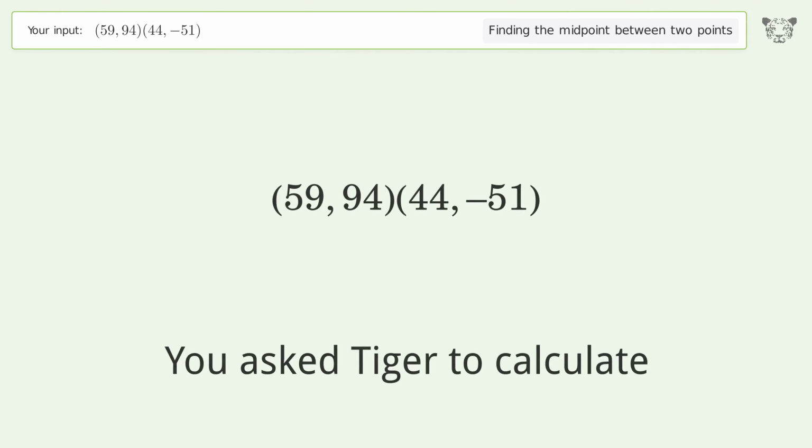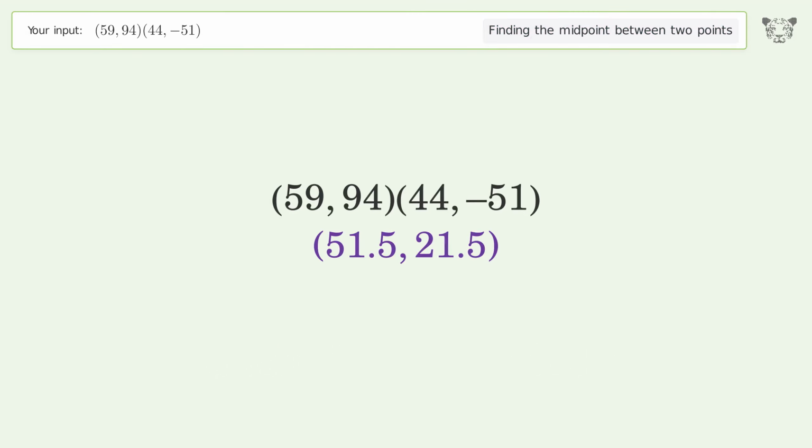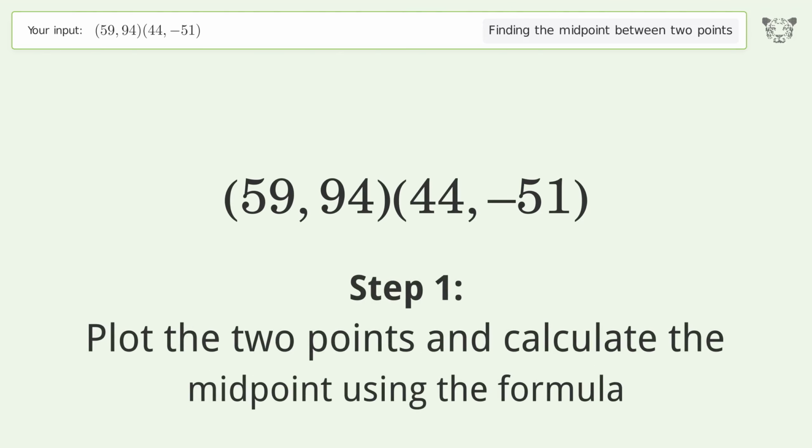You ask Tiger to calculate. This deals with finding the midpoint between 2 points. The midpoint between the 2 points is 51.5, 21.5. Let's solve it step by step. Plot the 2 points and calculate the midpoint using the formula.